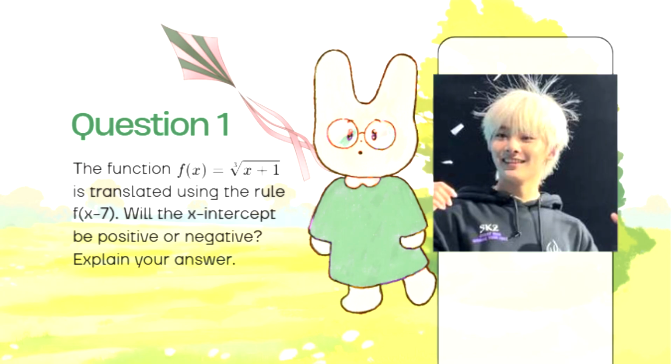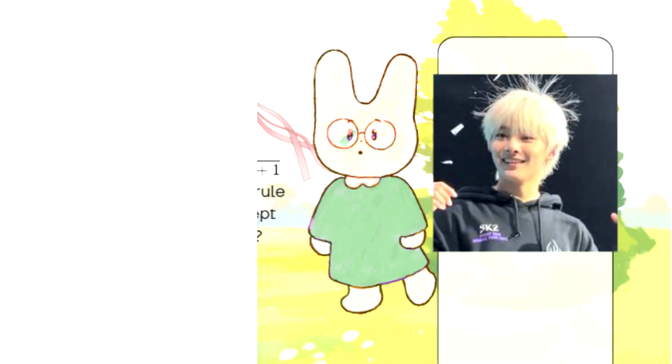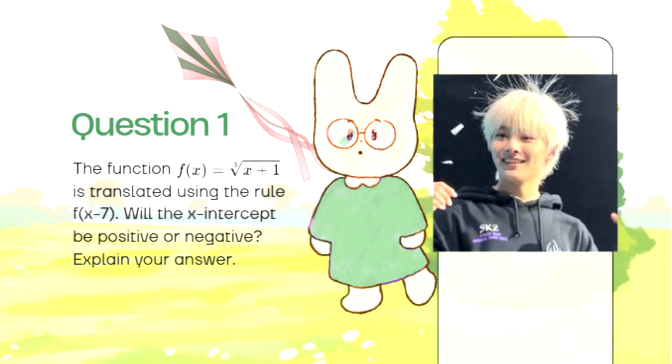All right. So the function f(x) = the cube root of (x + 1) is translated using the rule f(x − 7). Will the x-intercept be positive or negative? Explain your answer. This is all you. Pause it, figure it out, come back.